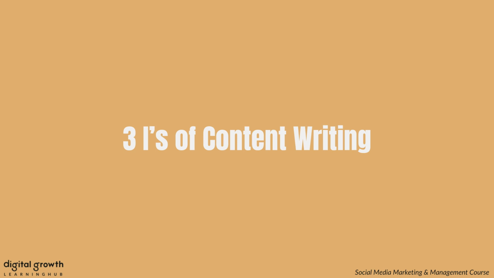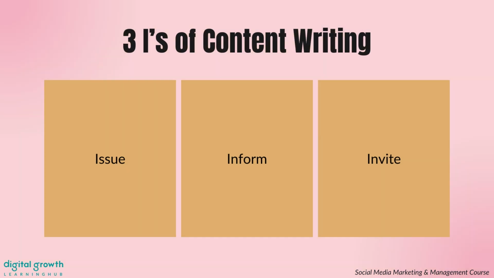So now that you're done with all the planning, now that you have a topic planner, a social media calendar, and hashtags, it's time for you to write your content. When you write your content or social media descriptions, you might want to follow the 3 I's of content writing. That's issue, inform, and invite.